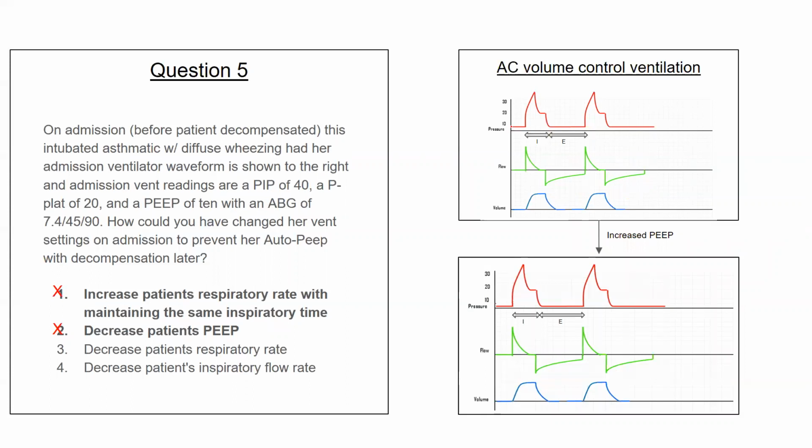Next one is decrease the patient's PEEP. I mean, this really won't do anything. If you look at this patient's volume curve here, the only thing this would do is decrease the PaO2, which would decrease their oxygen. But decreasing the PEEP wouldn't really do anything to allow this patient to expire. And increasing the PEEP, there's really no change on expiratory time.